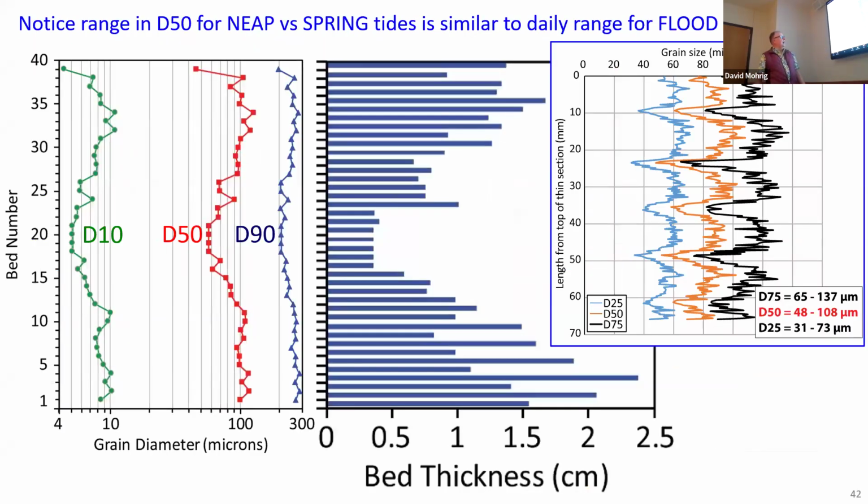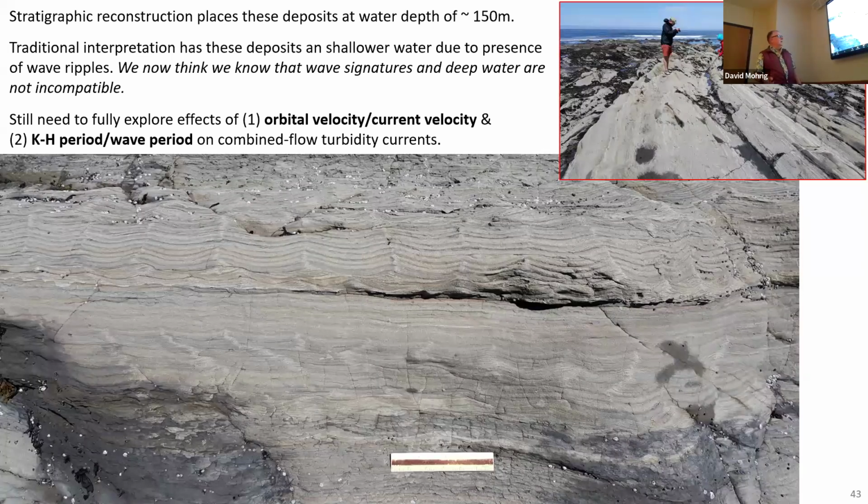And interestingly enough, the spring to neap change in grain size is about the same as the daily change that would be associated with the rising and the falling tides. So we have sort of a nested cycle of grain size variation happening there, superimposed on the bedding.